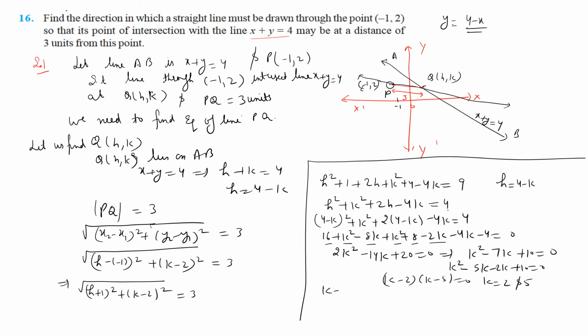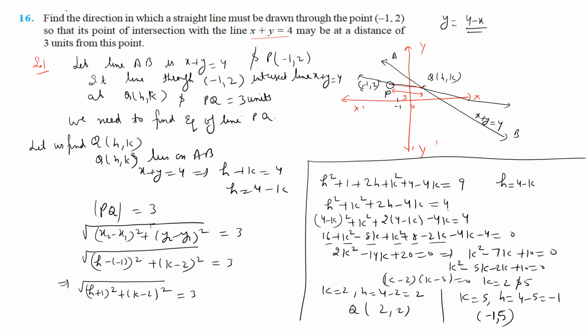So h, I get 4 minus 2, that is 2. So the point Q has coordinates 2, 2. And if k is 5, your h is 4 minus 5, that is minus 1. So the point here is minus 1 comma 5, as the coordinates are (h, k), right? Now I need to just get the equation of the line also.